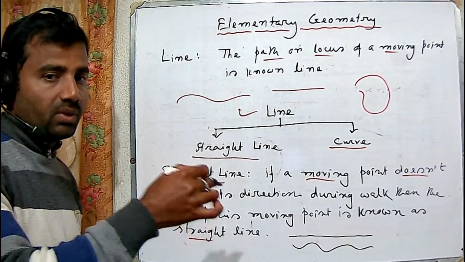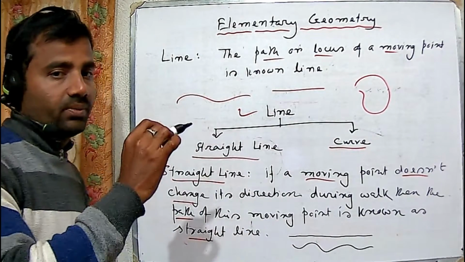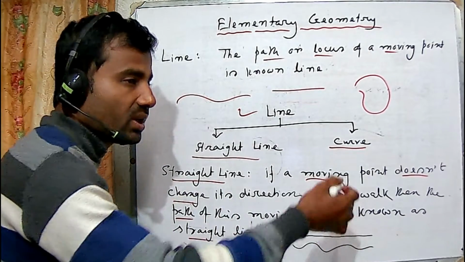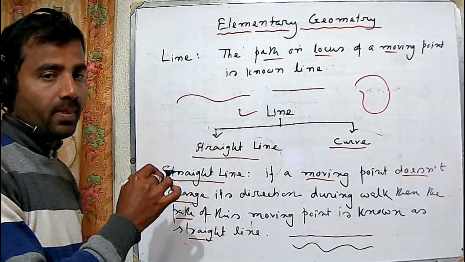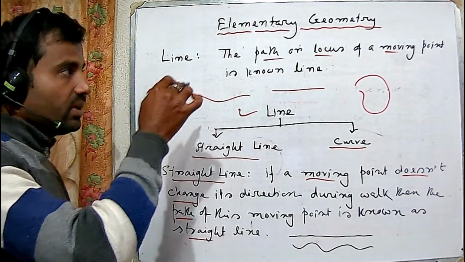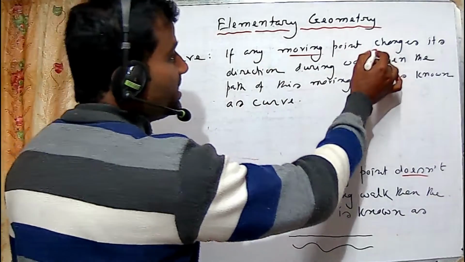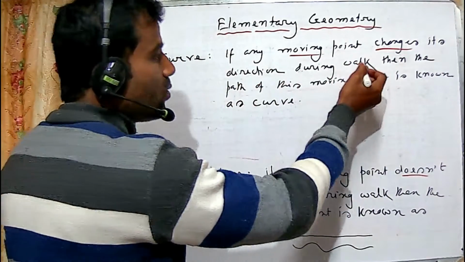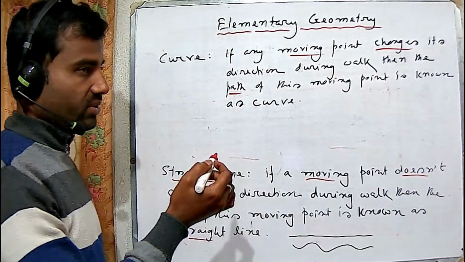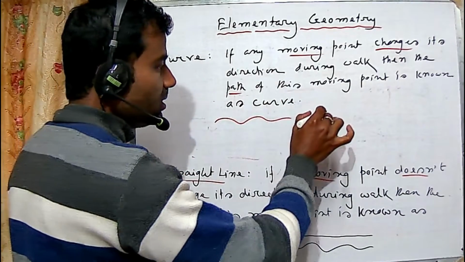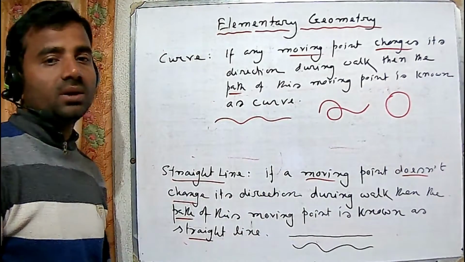Next we are about to discuss curve. The opposite of a straight line is a curve. When it moves from one position to another position, it frequently changes its direction. Now we define curve. Curve: if any moving point changes its direction during its walk, then the path of this moving point is known as a curve. Example, this is a curve, this is a curve, this is a curve, all these are curves.